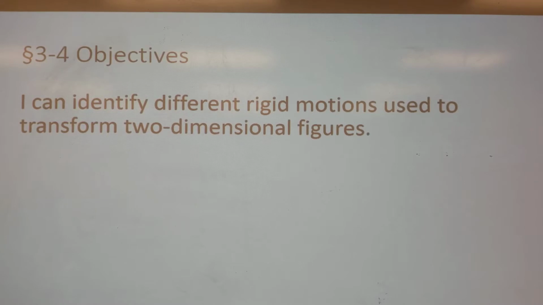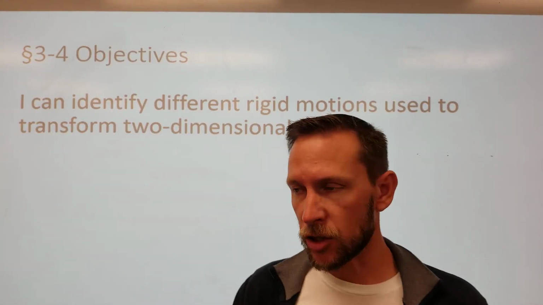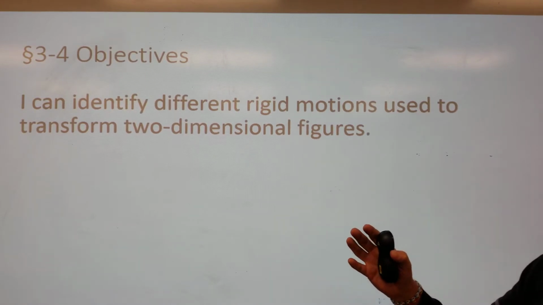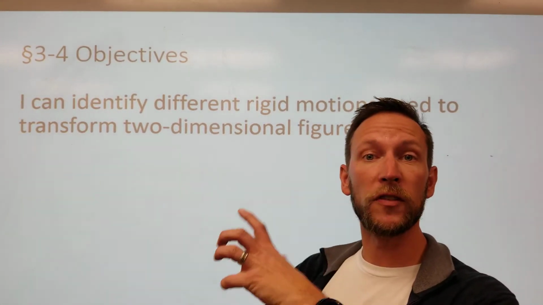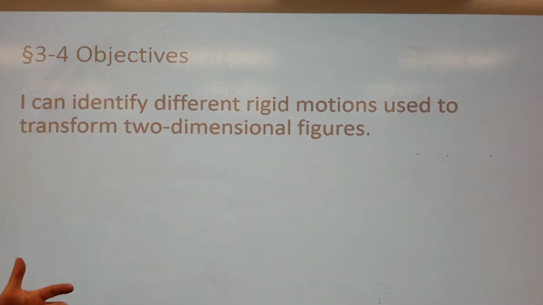Our goal is to make sure that we can identify these rigid motions that are used to transform our two-dimensional figures. Along with that, we're thinking rotations, reflections, translations, etc. And specifically, how do we move in some sort of composition of transformations? Composition of rigid motions, all right?